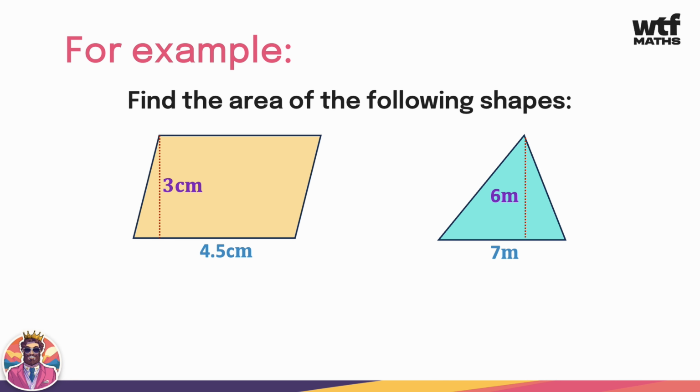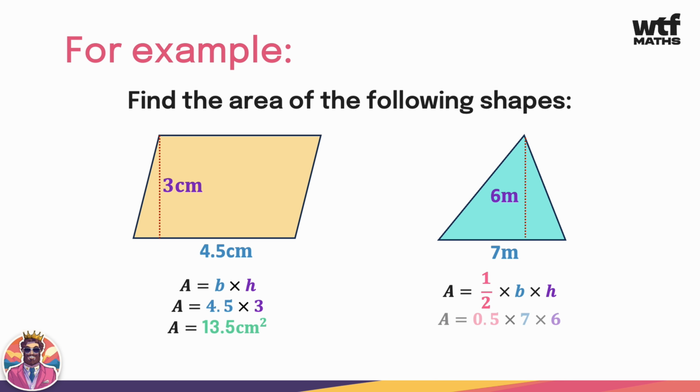Okay, here's some other examples. On the left, we have a parallelogram. So if we use our parallelogram formula of base times height, we're going to go 4.5 times 3, and that will give you 13.5 centimeters squared. On the right, we have our triangle. So if we use our triangle formula, we're going to go 0.5, because that's what a half is. You can just use 0.5, times 7 times 6. And this will give you 21 meters squared as your answer.